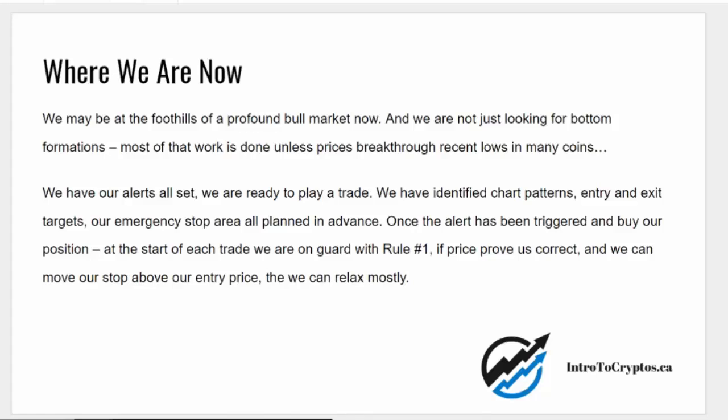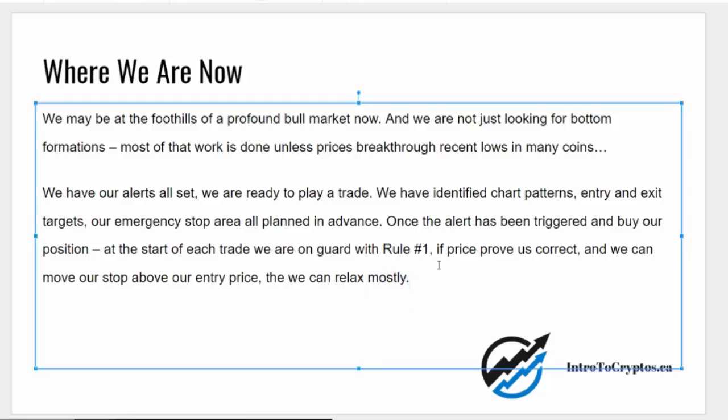Once the alert has been triggered and we buy our position, then at the beginning of each trade, we are on guard with rule number 1. If prices prove us correct, then we can move our stop above our entry and we can relax, mostly. So this is pretty much where we are now: we've identified the chart patterns already, many of the alerts have been triggered, and as an alert is triggered, we are on guard right away with rule number 1, watching to be sure that we only keep a trade that is proven correct. Once it's proven correct, we move our stop above our entry, and we can mostly relax. So that's pretty much where everything is right now in our actual trading.